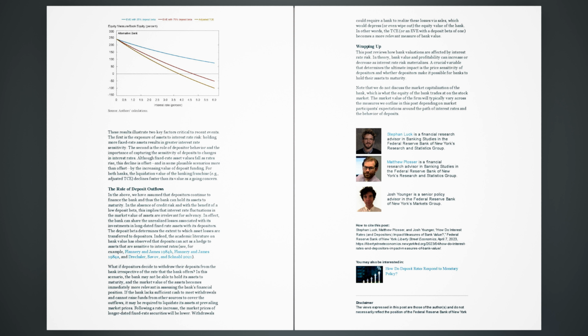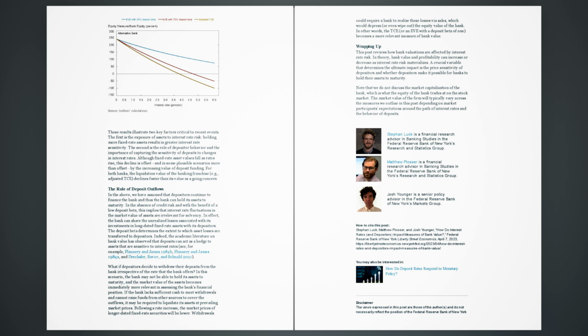The role of deposit outflows. In the above, we have assumed that depositors continue to finance the bank and thus the bank can hold its assets to maturity. In the absence of credit risk and with the benefit of a low deposit beta, this implies that interest rate fluctuations in the market value of assets are irrelevant for solvency. In effect, the bank can share the unrealized losses associated with its investments in long-dated fixed-rate assets with its depositors.